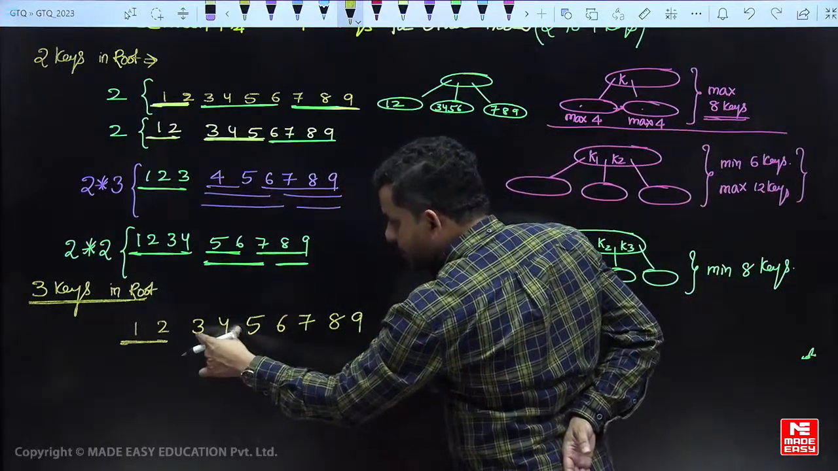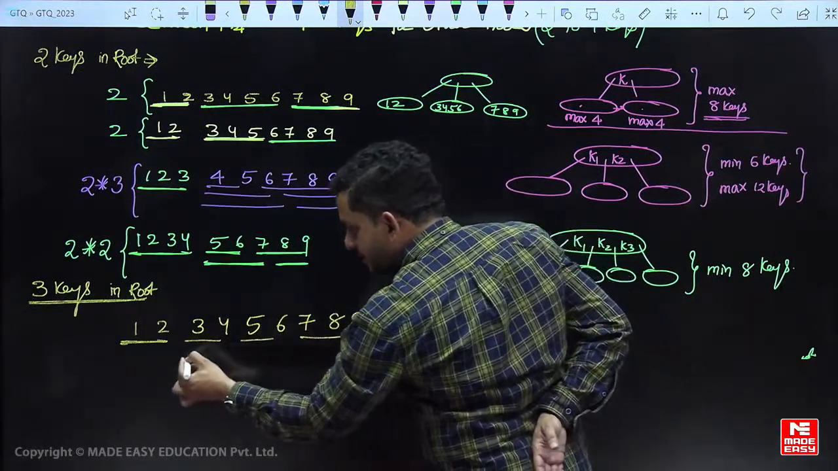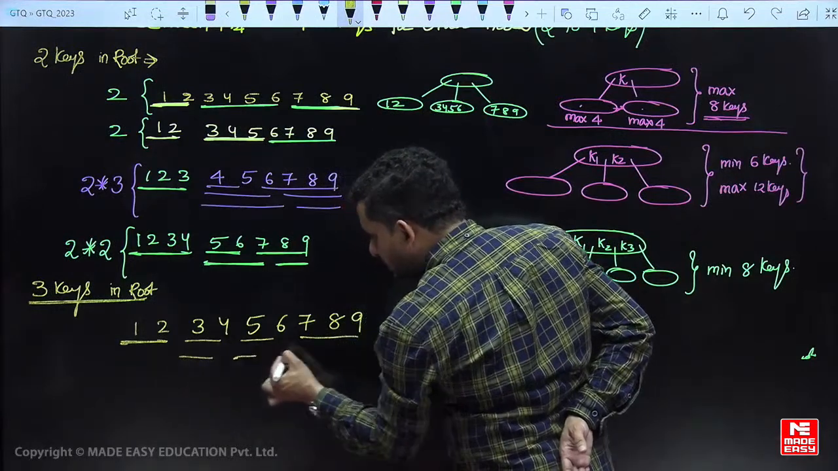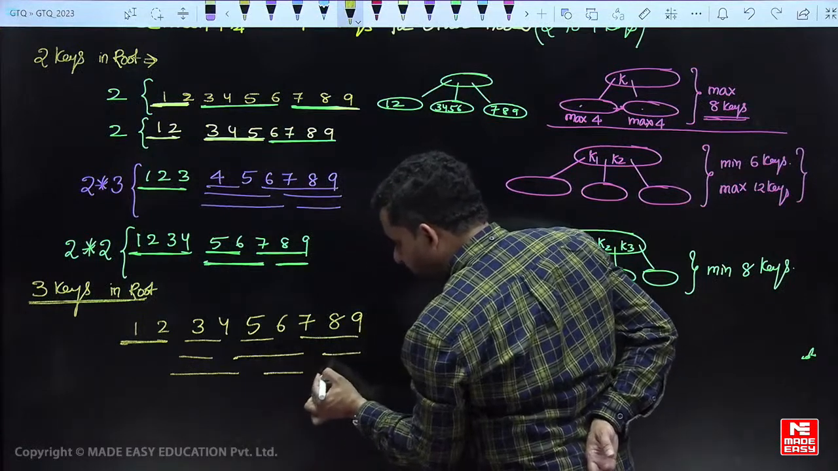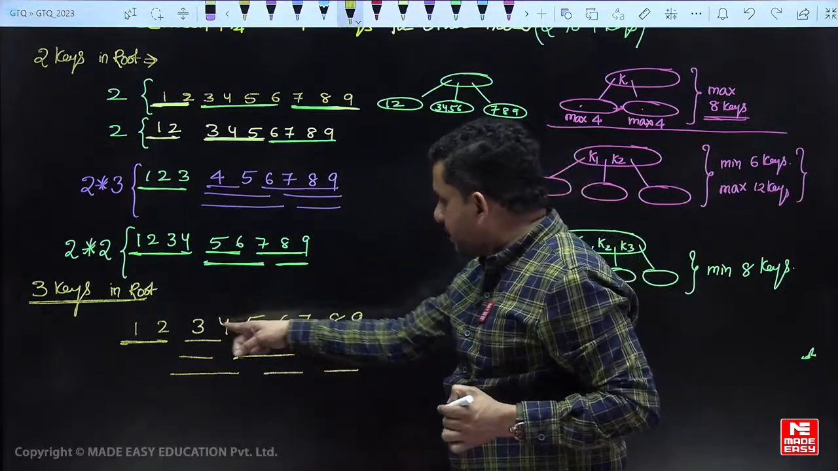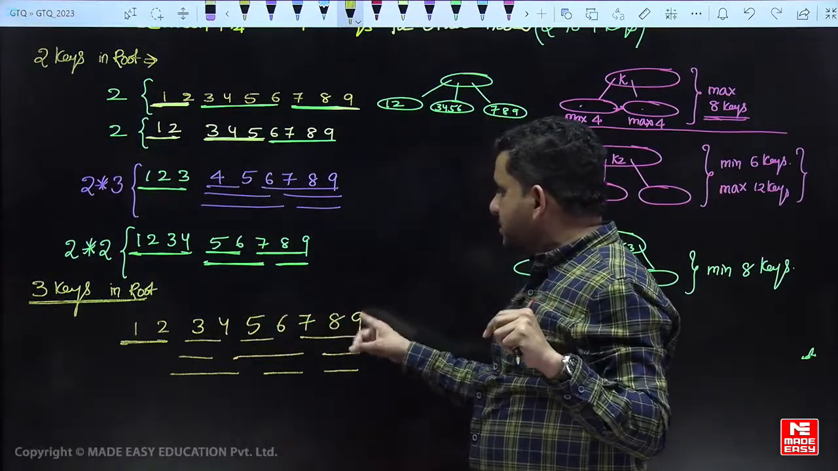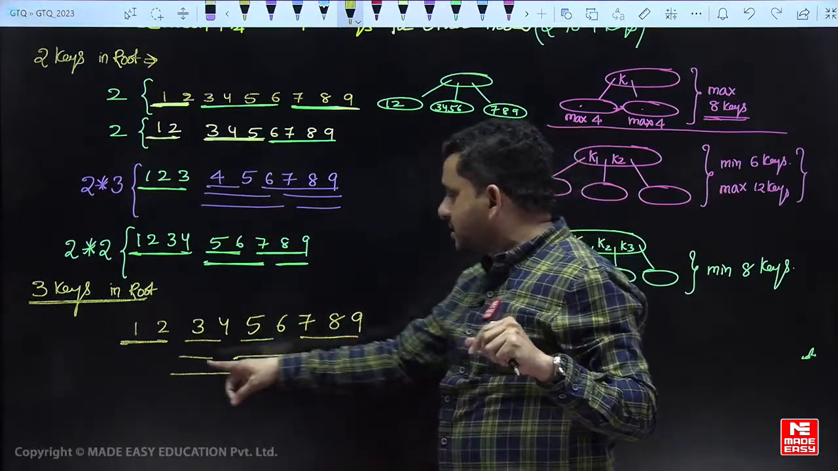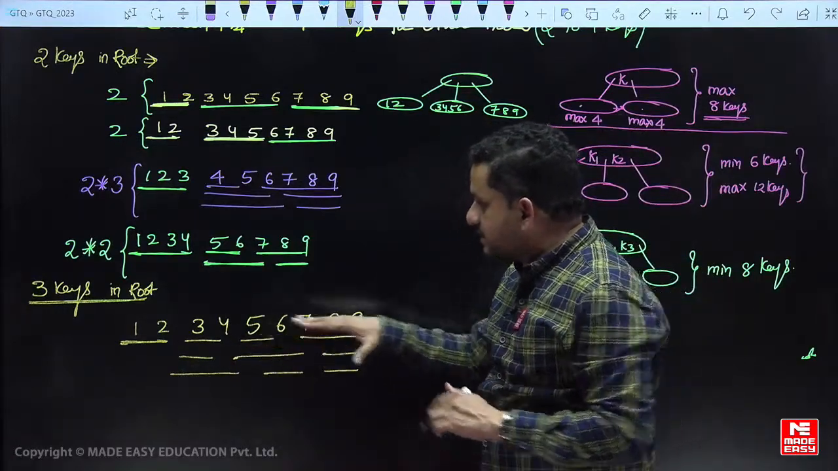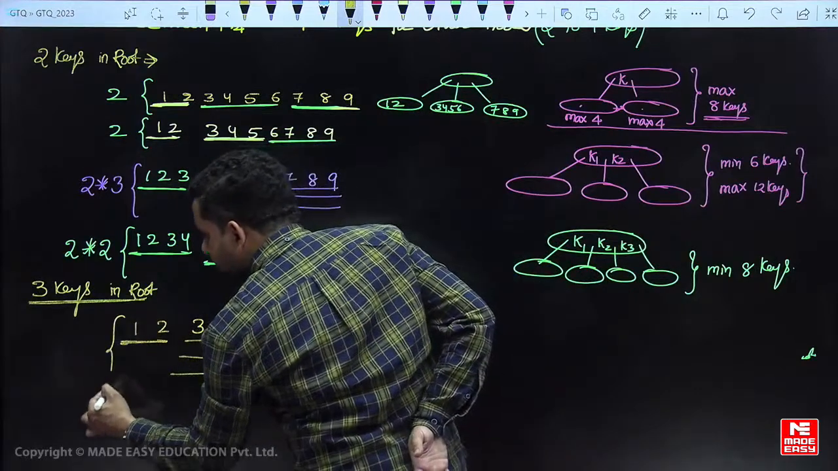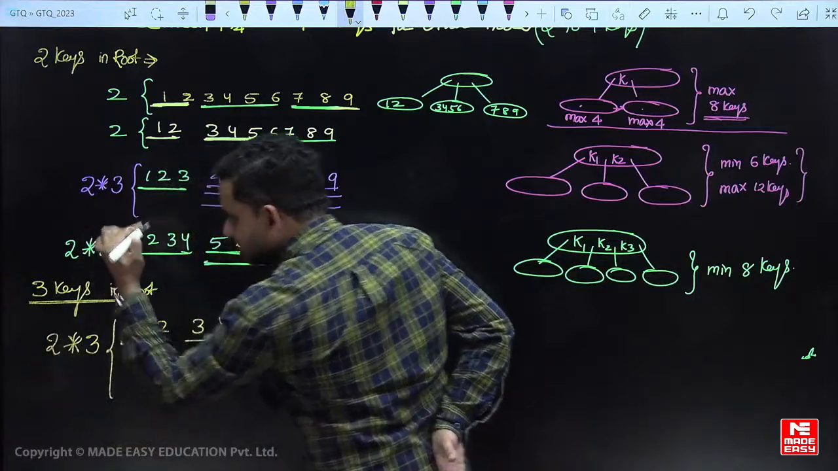I have to distribute the keys, assume 2 2 3, otherwise 2 3 2, otherwise 3 2 2, because the remaining 7 keys have to be distributed into 3 nodes: 2 keys, 2 keys, 3 keys, or 2 keys, 3 keys, 2 keys, or 3 keys, 2 keys, 2 keys. So 3 trees, and every tree has left biasing and right biasing, 2 ways.